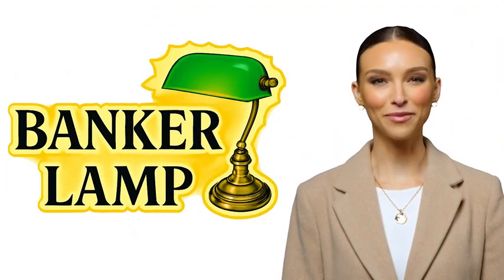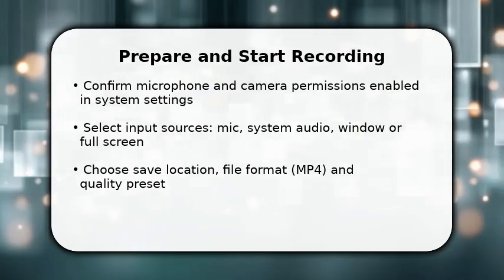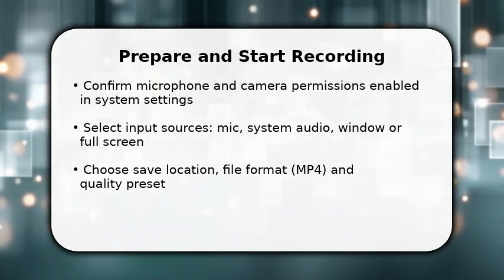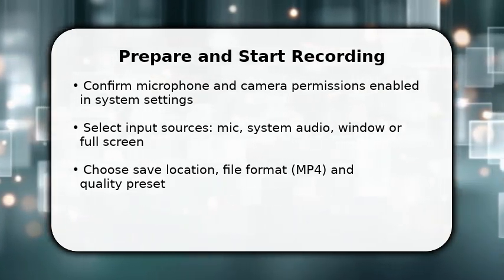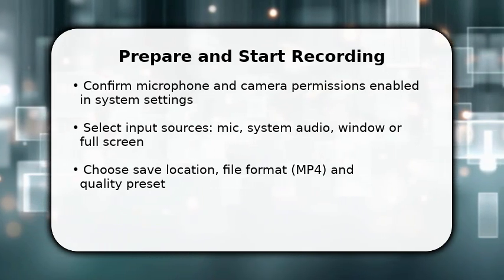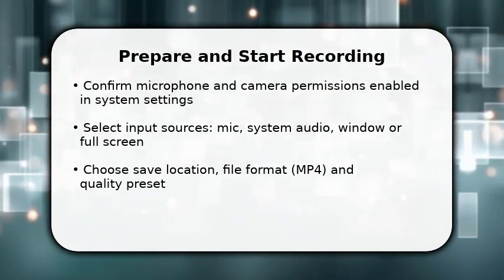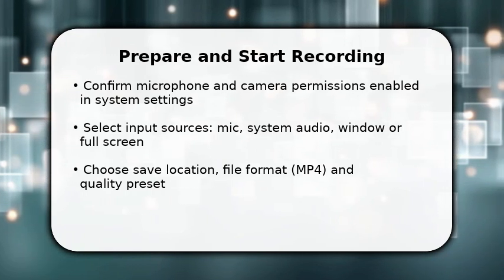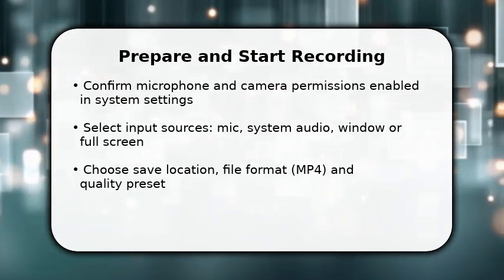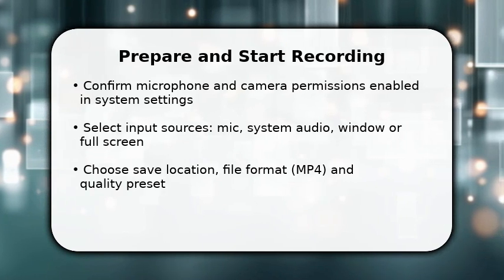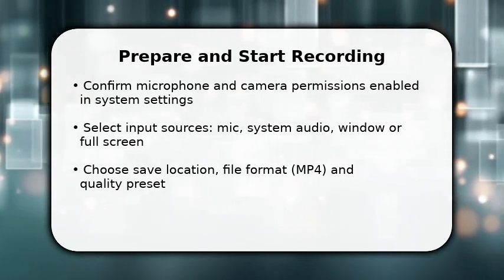Please enjoy the video. You begin by confirming the essentials so the recorder captures clean audio and video. Grant microphone and camera access, then pick your input sources. Choose mic plus system audio if you need both. Next, set your file type and quality. MP4 with a medium preset balances size and clarity.